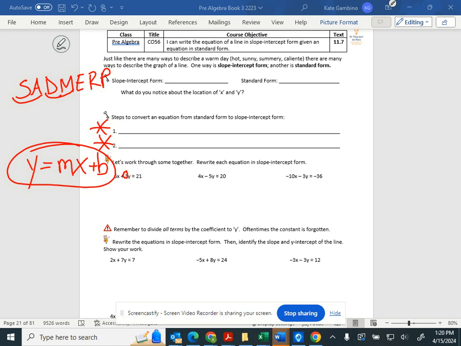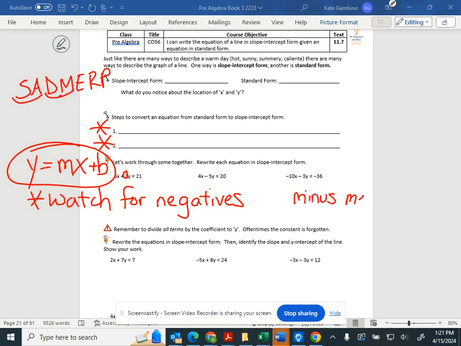Big thing to remember, I'm putting a star here. If I was you, I'd put it on your paper. Watch for negatives. Every year, I see people forget those negatives. You could even say negative, minus means negative. Minus means negative.